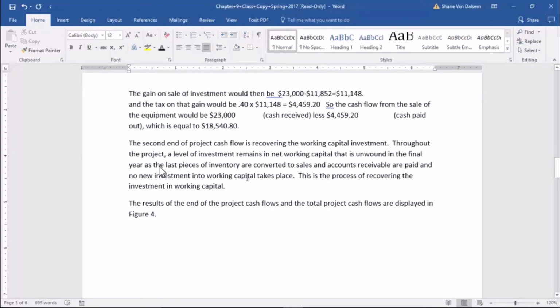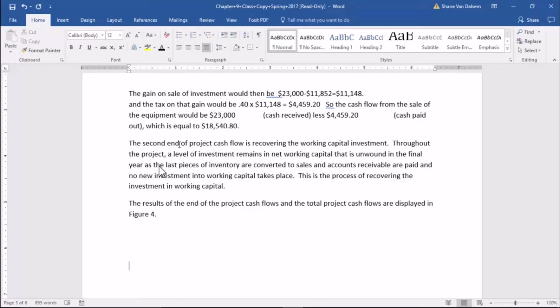The second end of project cash flow is recovering the working capital investment. Throughout the project, a level of investment remains in net working capital that is unwound in the final year as the last pieces of inventory are converted to sales and accounts receivable are paid and no new investment into working capital takes place. So imagine that you're near the end of the project and you're probably in the last 3 months of the project. You've got enough raw materials inventory on the shelf to make new products for the next 3 months.